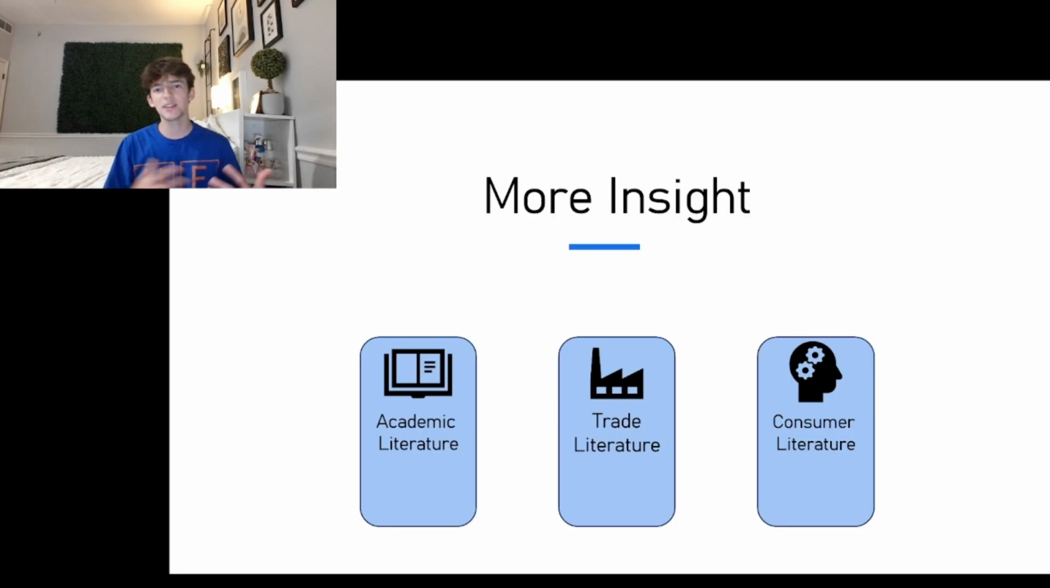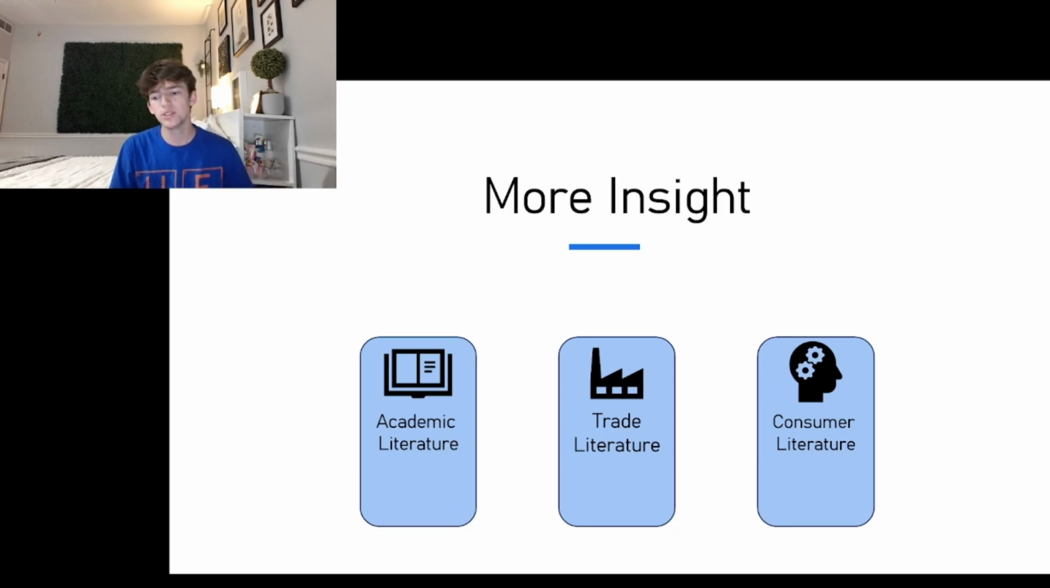So some more insight if you're looking to find out more about CCUS. For academic literature, ones that worked really well for me were Carbon Capture Science and Technology and the Royal Society of Chemistry, their sustainability journal specifically. For trade literature, I have Hydrocarbon Processing and the Chemical Engineering Journal Advances. For consumer literature, I have Scientific American.